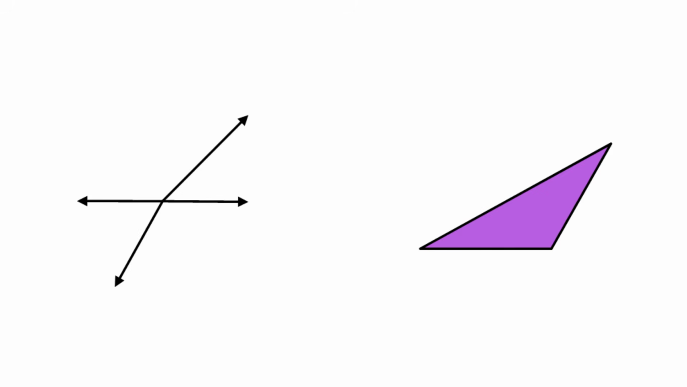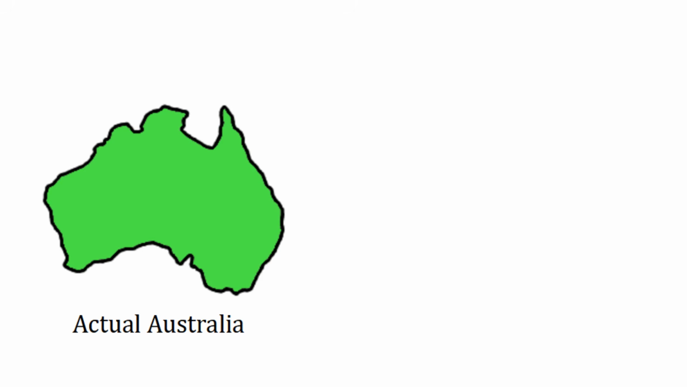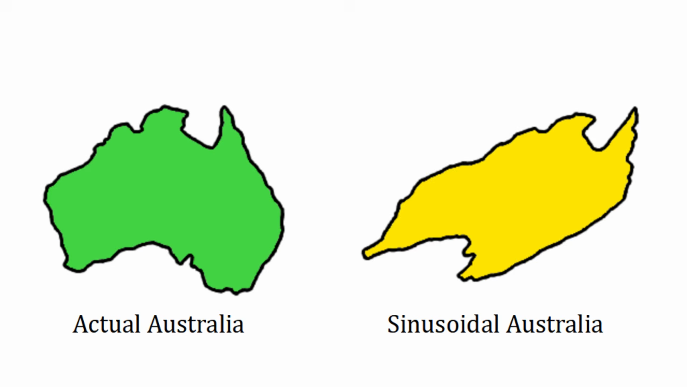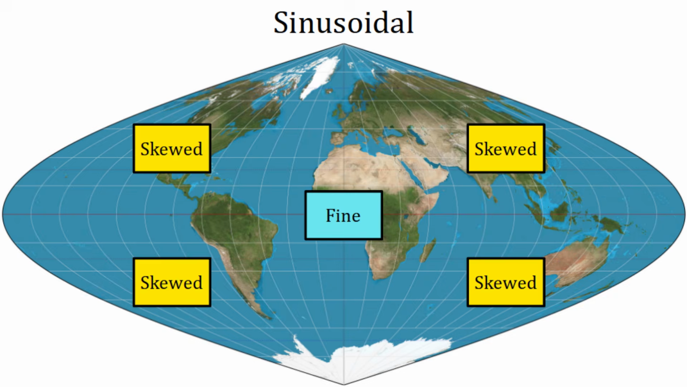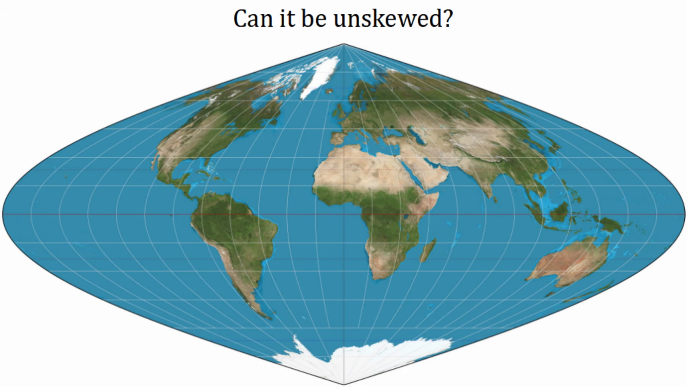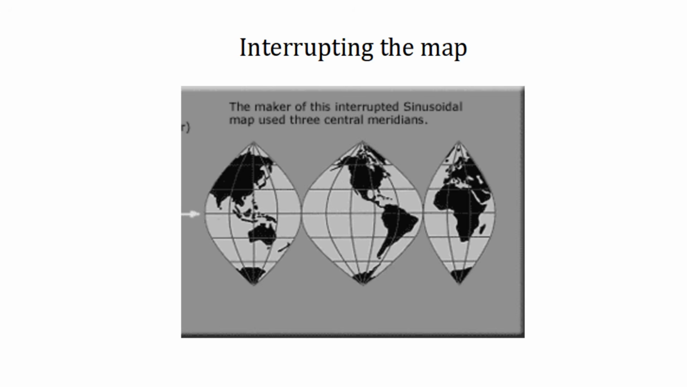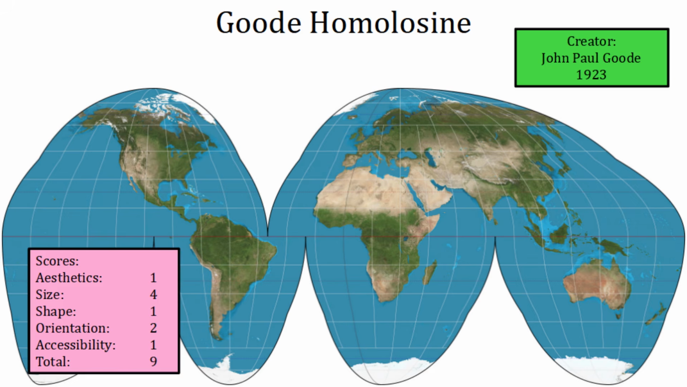For example, in reality, Australia looks like this, but on the sinusoidal projection, it looks like this. Regions near the middle of the map look fine, but as you go further out, they become more and more skewed. So is there any way to modify it and fix the skew while still maintaining the equal area property? Well, kind of. Using a technique called interrupting the map, you can create several small and disconnected pieces. Some slight modification results in this, the Goode homolosine projection.